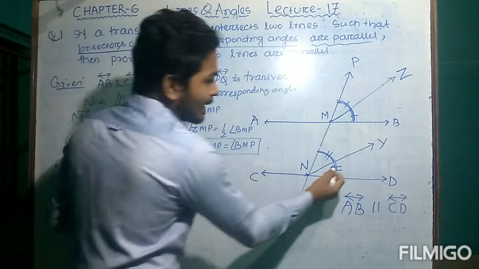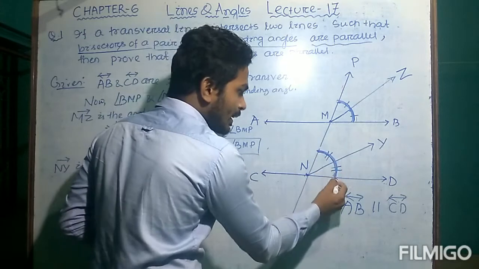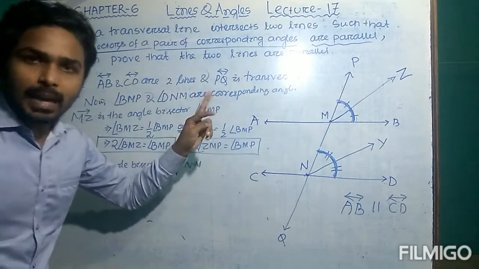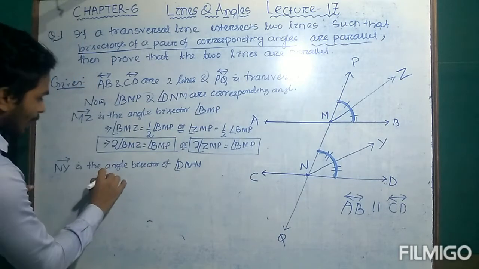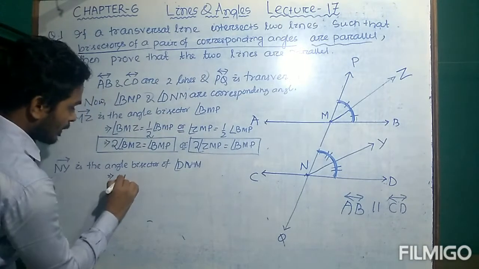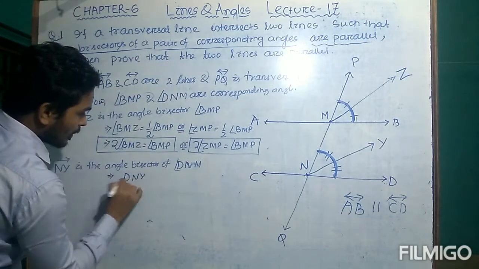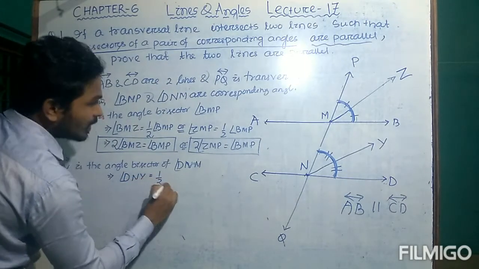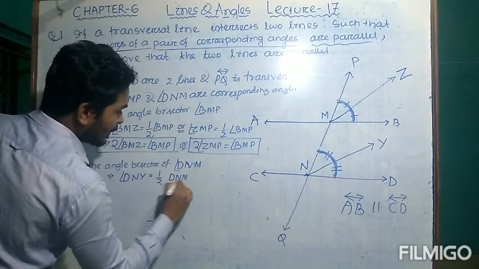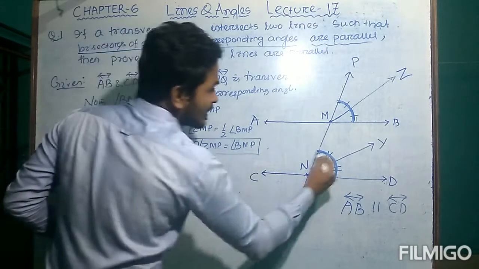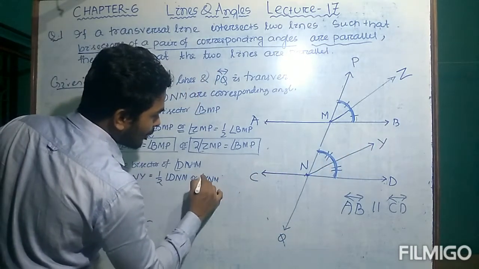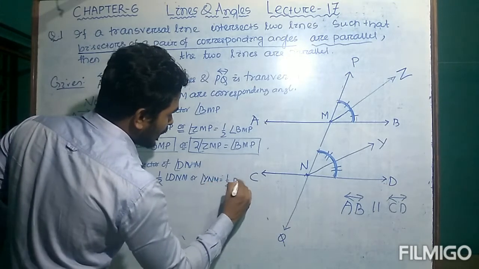So you can write this angle is half of the total angle, because these two halves are equal. So you can write DNY is equal to half of the total angle DNM, or this angle YNM is equal to half of DNM.